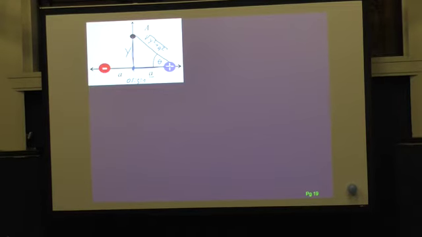Now I want to try to develop what I'm going to call the electric field from the positive charge. This over here is that electric field. So what do we get for that? Well, it's going to be kQ over r squared, and r squared is going to be y squared plus a squared.